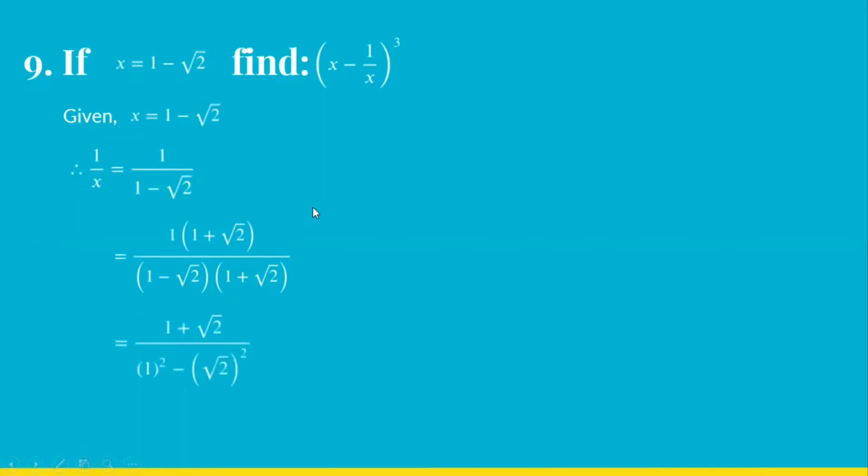So we get this as 1 plus root 2 upon 1 square minus root 2 square. Minus root 2 square is going to be again here minus 2. So we get the denominator as minus 1. So if the denominator is minus 1, we multiply by minus 1 to the numerator and denominator. So we get this as minus in bracket 1 plus root 2. So we now found the value of 1 upon x.